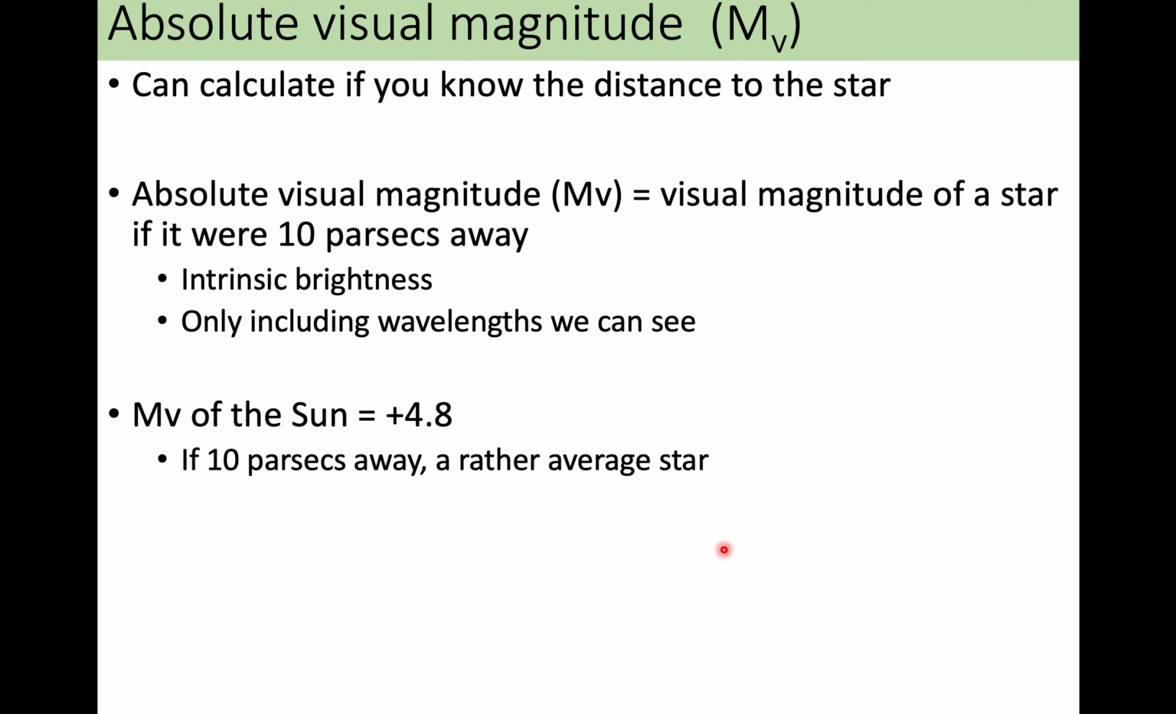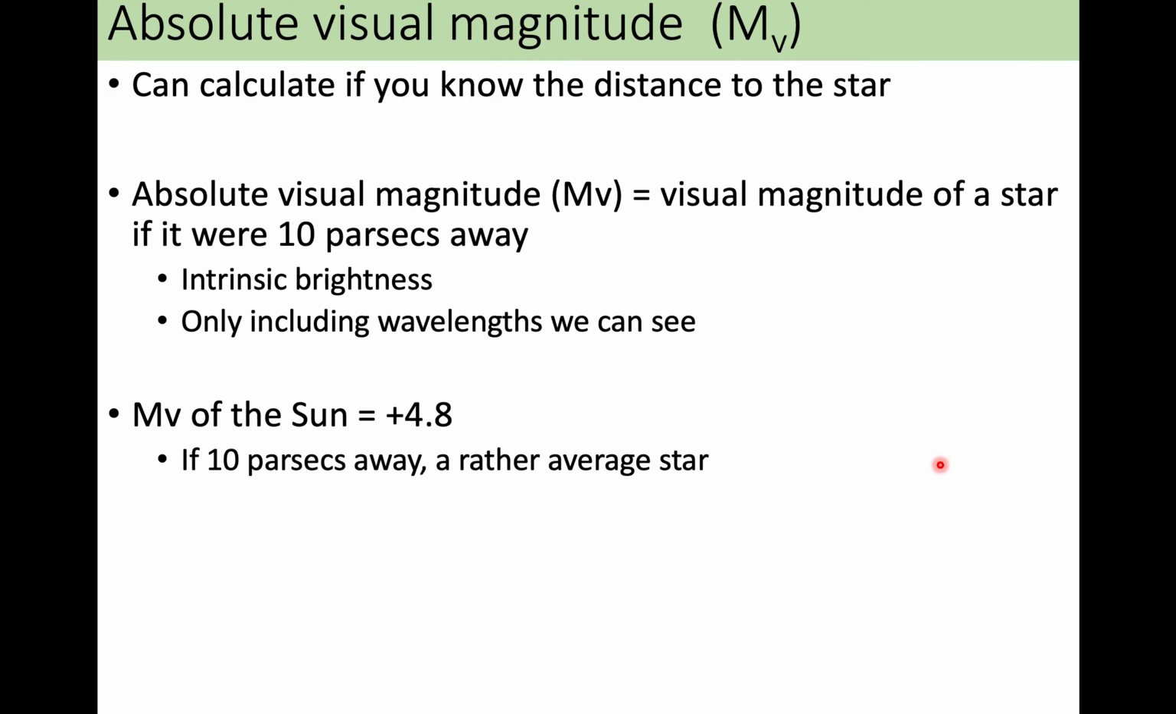So we also have what is called the absolute visual magnitude. We have the apparent magnitude, which is how bright it looks. We have the intrinsic brightness, which is how much energy it is actually emitting. But it can be hard to compare with either of those units. So if we know the distance to the star, we can calculate the intrinsic brightness, and then we can calculate the absolute visual magnitude. This, which you'll usually see as big M, little v, is the magnitude of the star if it were 10 parsecs away.